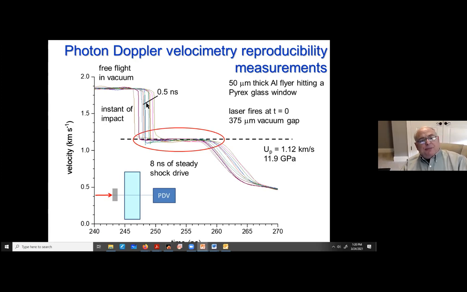The very steep drop is constant. The flat part is constant. And the unloading is constant. The thing that varies the most is this 2 nanosecond variation in target impact. But it is really a very reproducible thing. And we've made it work very well and published a number of papers just on how it works and what kind of results we get.